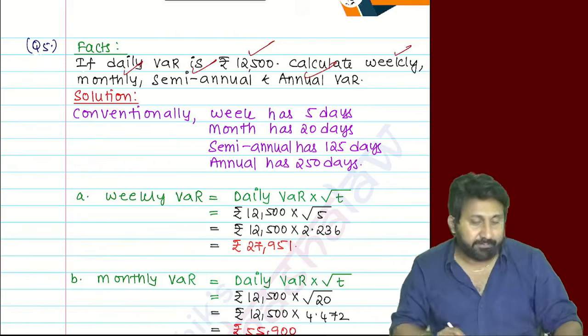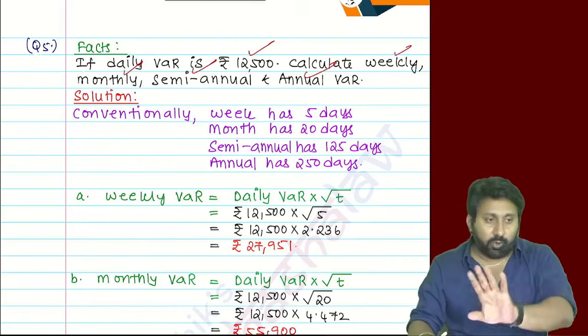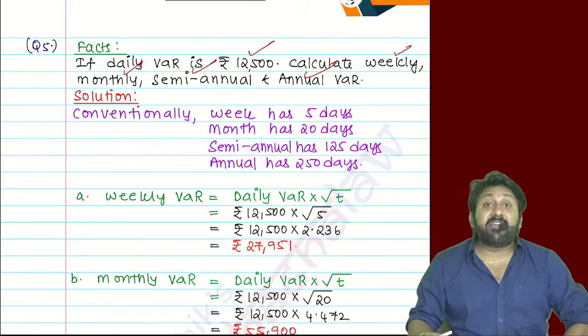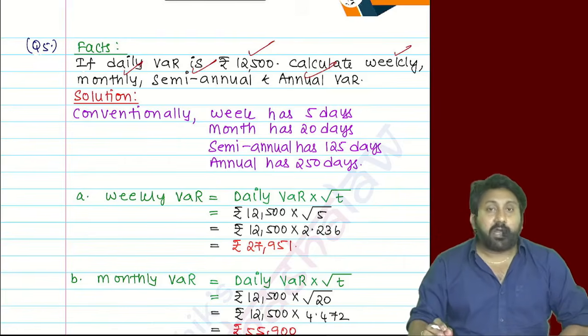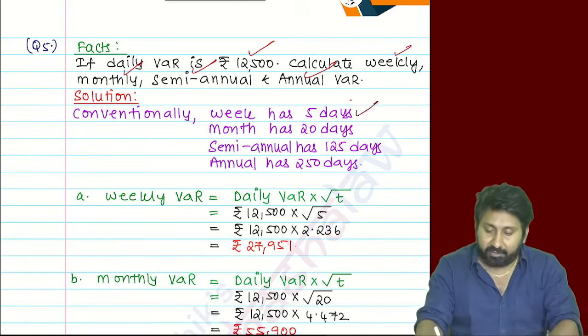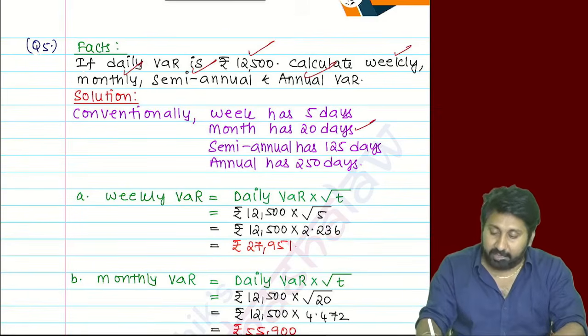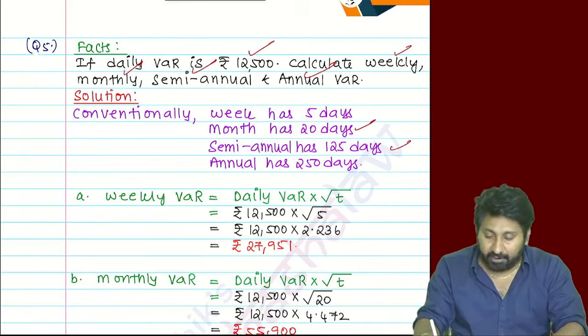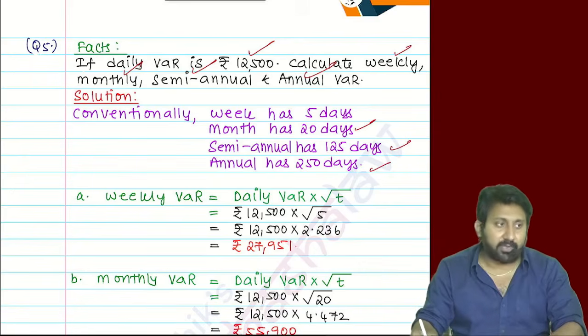Okay. See, sir, weekly means 7 days. No, I am talking about trading weekdays. How many trading weekdays will be there? Totally 5 in a week, 20 in a month, 125 in a half yearly, 250 days in a year.